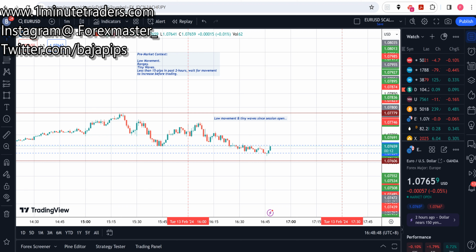All right, I'm back. We have officially passed the minimum requirements of the daily movement. Still a low movement day, but now I can get a little bit more active and start looking for setups.